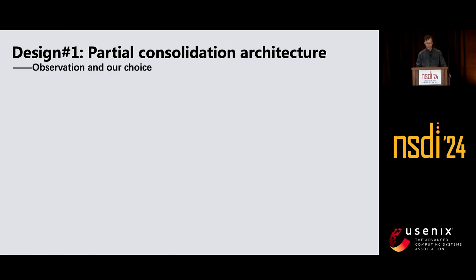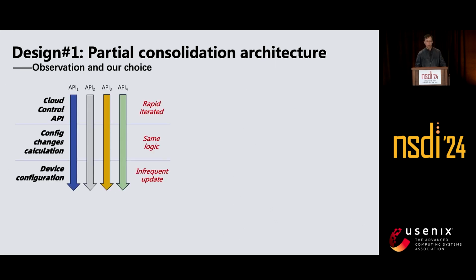The first design is the partial consolidation architecture. First, I will give an observation here. As we know, in the beginning we divide the cloud controller workflow into 3 steps. The first step is to process all kinds of cloud APIs. But the cloud API is bound to different services. So the VPC service and the load balance service will have different verbs and different parameters. So that part you cannot unify. It just goes with different services and evolves.